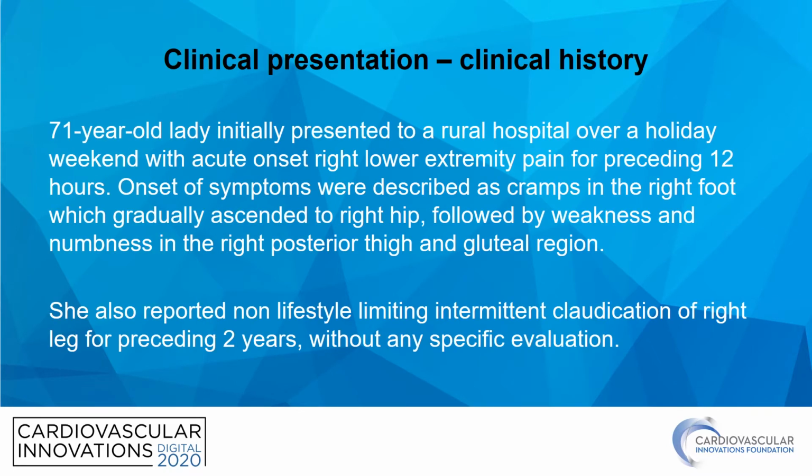Clinical history: 71 years old female, initially presented with acute onset right lower extremity pain for preceding 12 hours. Her symptoms started as cramps in the right foot, which gradually ascended to right hip, followed by weakness and numbness in right posterior thigh and gluteal region. She also reported non-lifestyle limiting intermittent claudication of right leg for preceding 2 years without any specific evaluation.